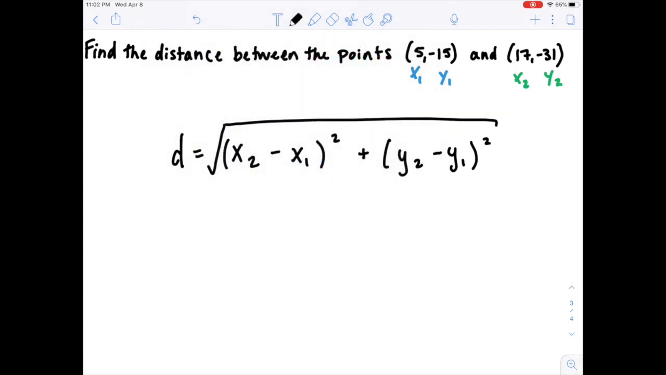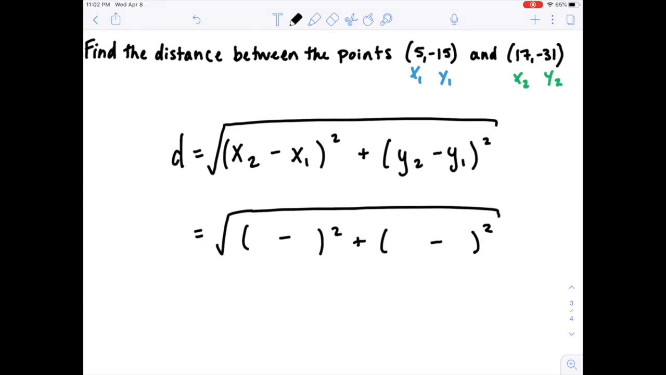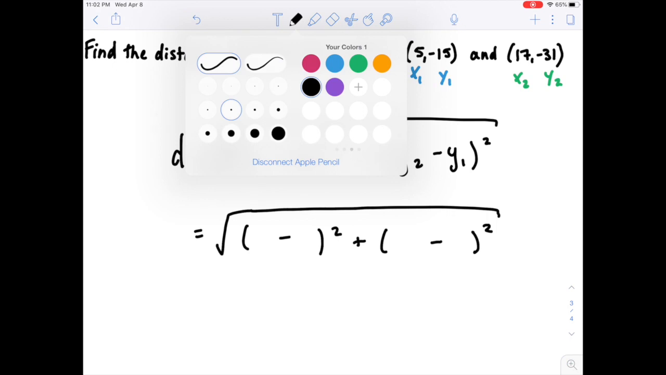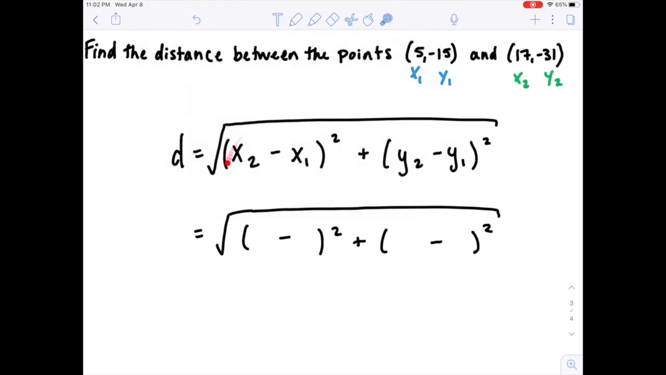Okay, so after I choose those, I'm just going to plug into my formula. So let's get our formula set up. I'm leaving these spaces because I'm using the colors, but you don't have to leave the spaces like this. You can just write it out. Okay, so first thing is x2. x2 is my green x-coordinate, so I've got green, and it's 17. And then while we have green, let's do y2. So that's my green y-coordinate, which is negative 31. So negative 31 goes there.